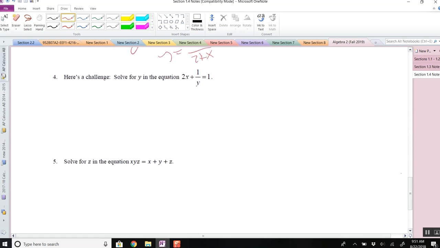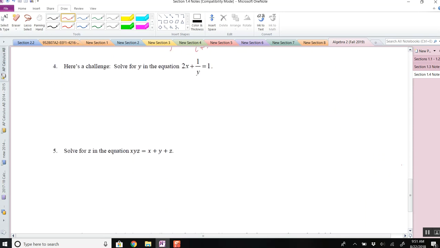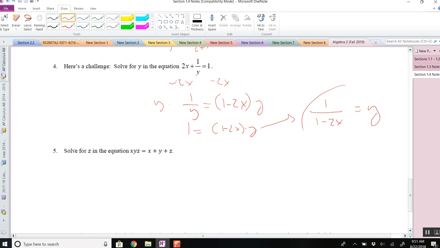Okay, this one's a little more challenging. We got like just a few more here and we're done. You can subtract 2x first. So 1 over y equals 1 minus 2x. Now, what I'm going to do is I'm going to multiply both sides by y. I know it seems a little weird because I want to get y by itself. But then I see an opportunity to divide both sides by 1 minus 2x. And that's what y equals.